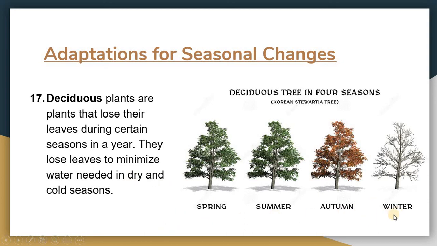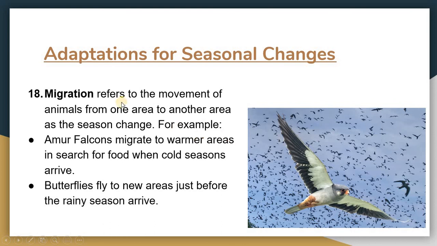So in the winter season, it's actually really cold, and you tend to see they lose the leaves, right? And then when spring strikes, the leaves will start to grow back again. And in summer you actually have lots of leaves, and in autumn it starts to lose its leaves already, right?